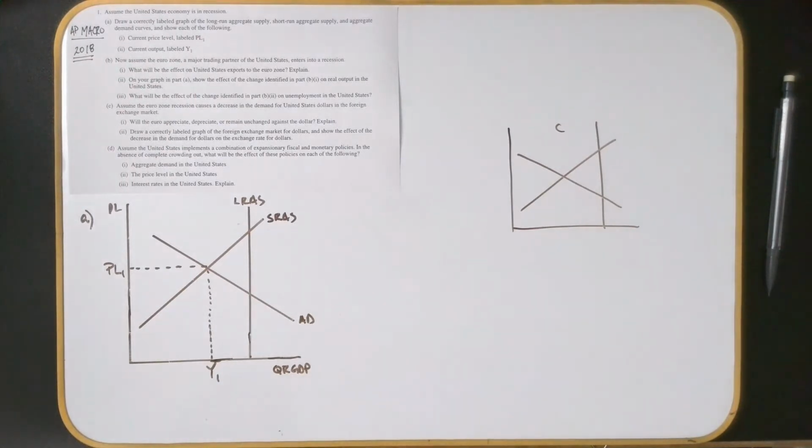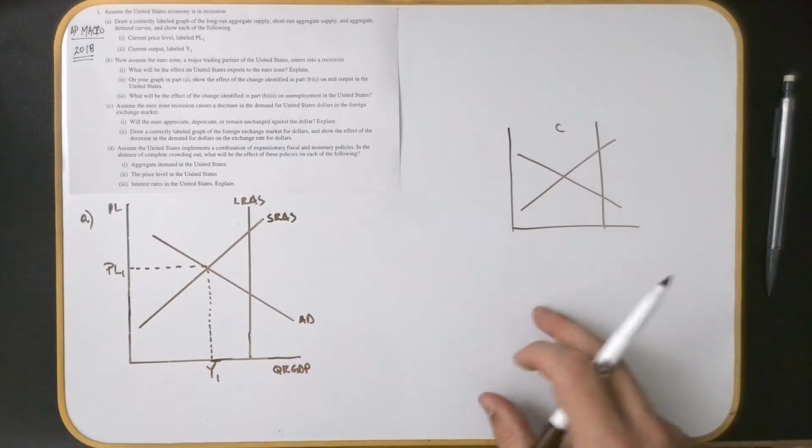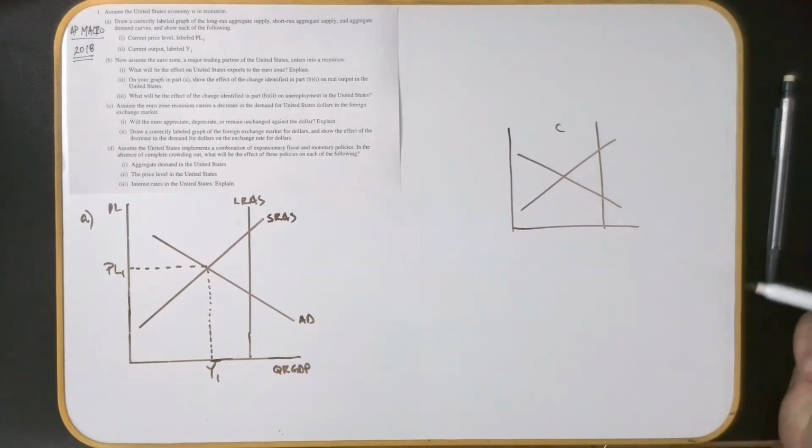All right, B. Now, assume the Eurozone, a major trading partner of the US, enters into a recession. Maybe it's a global recession, but we have a trading partner that's in a recession. What will be the effect on United States exports to the Eurozone? Well, you don't want to overthink this. You want this to be simple. Whether we're in a recession is not relevant. We have a trading partner that's in a recession. If our trading partner is in a recession, they can't afford to buy our stuff.